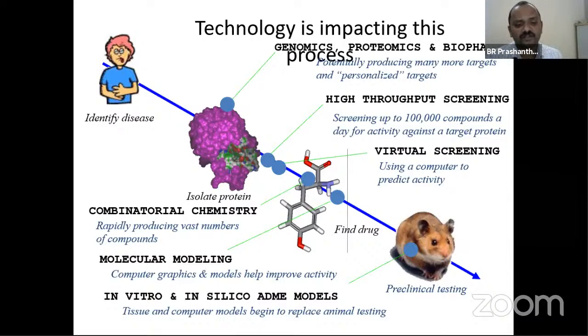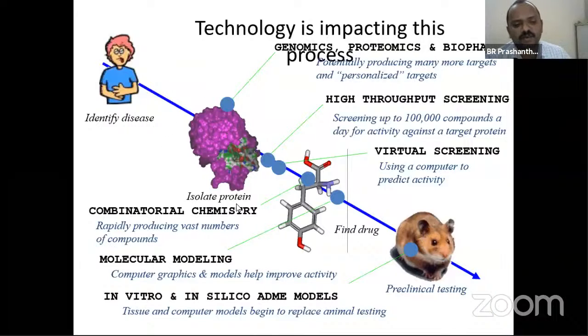Of course, since drug discovery is multidisciplinary, you cannot restrict yourself only to chemistry. If you are a medicinal chemist, you should have a sound knowledge of design also, synthesis also, analysis also, and evaluation also. You must have a fair amount of knowledge in all these areas of drug discovery.